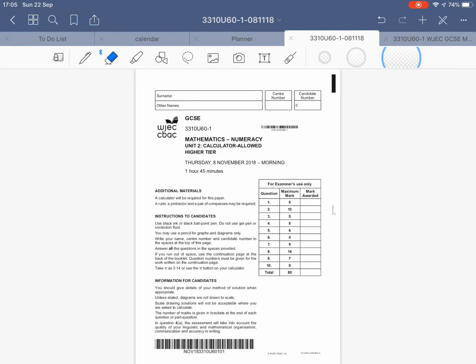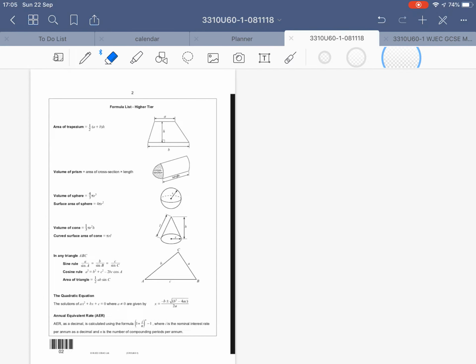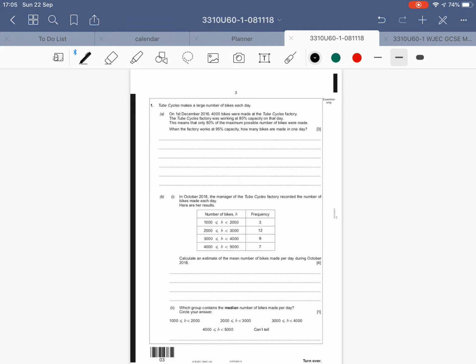This is Maths Numeracy Unit 2 Calculator Allowed Higher Tier. These are the answers to the November 18 paper. So don't forget this is calculator, so use it where you can.